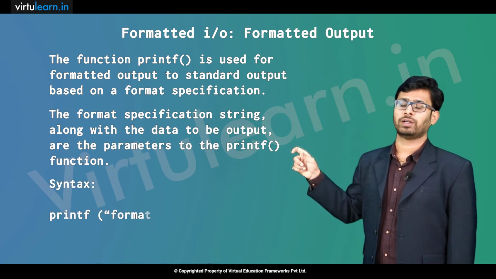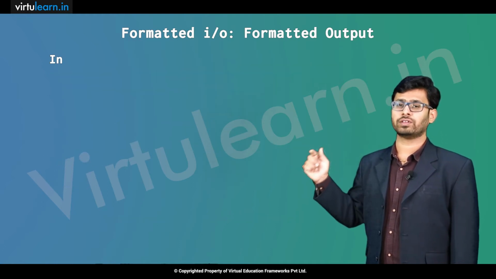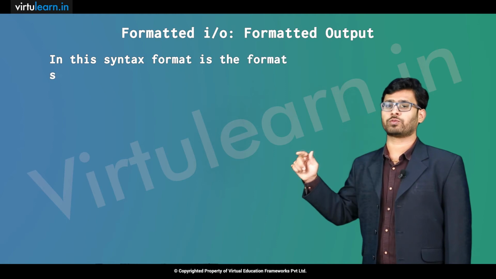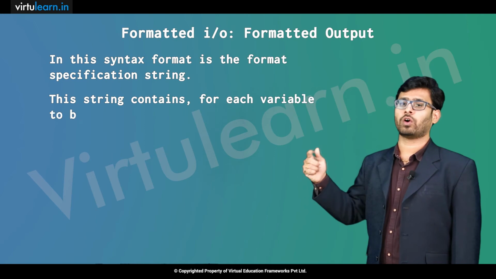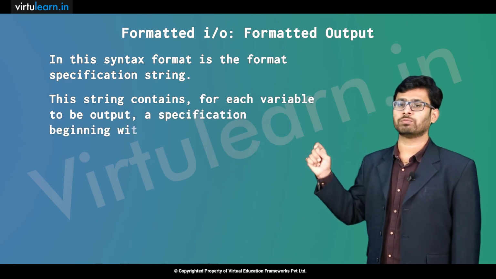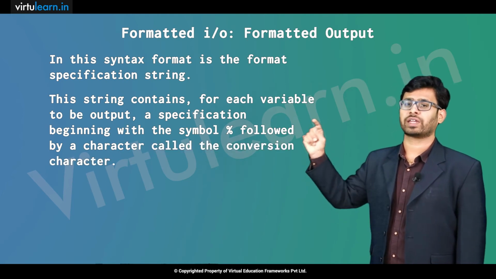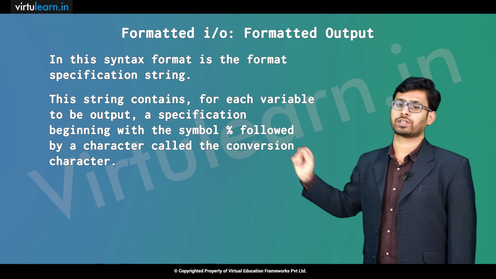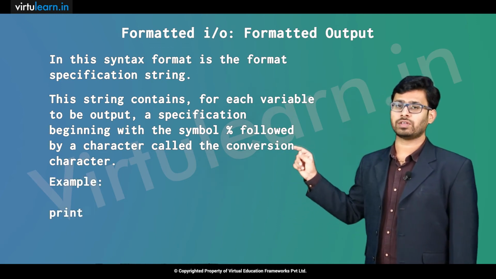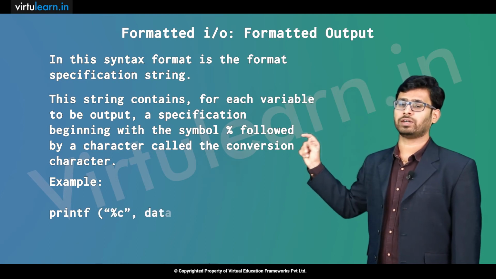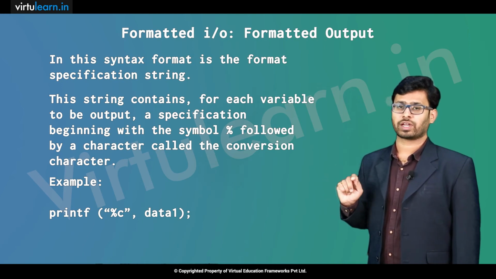So in this syntax, format is the format specification string. This contains a specification for each variable to be output. A specification begins with a symbol called percent followed by a character called the conversion character. Example is printf %c within the inverted commas, comma, data 1. I am closing this with a semicolon. So the character specified after percent is called a conversion character because it allows one data type to be converted into another data type and then it prints.